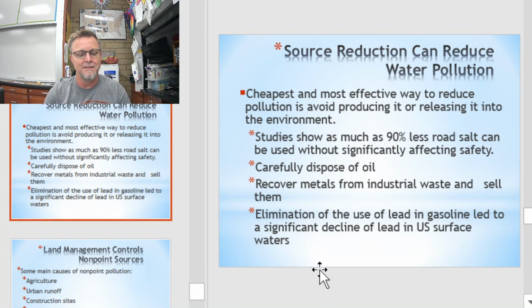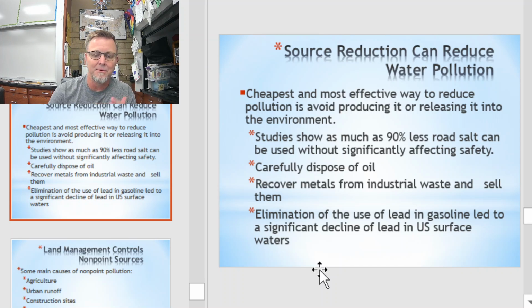So at the end of the day, we need to really reduce what we're putting out in our water, okay? We know that water is the universal solvent. We know that it can pick up anything and just about everything we put in it. The cheapest and most effective way to reduce pollution is to avoid producing it in the first place or avoid releasing it into the environment.